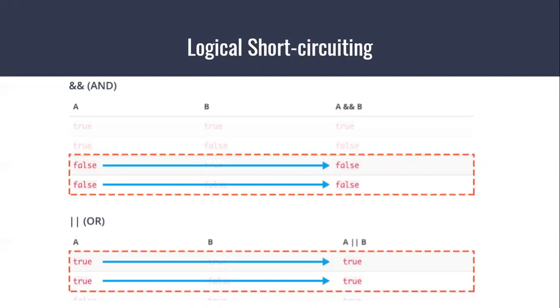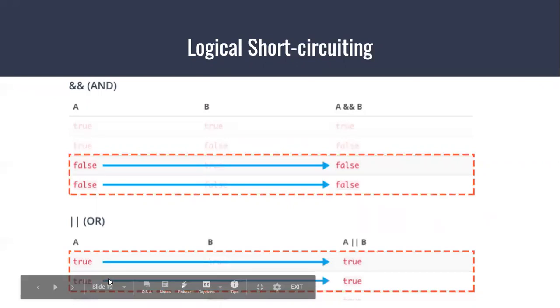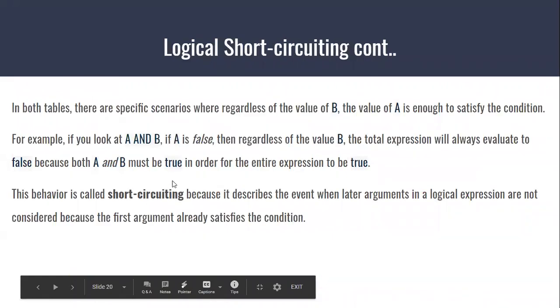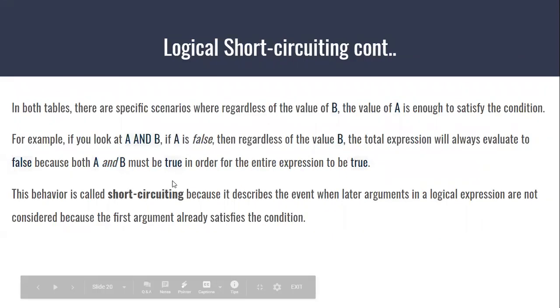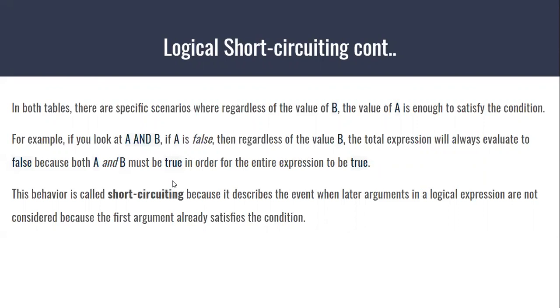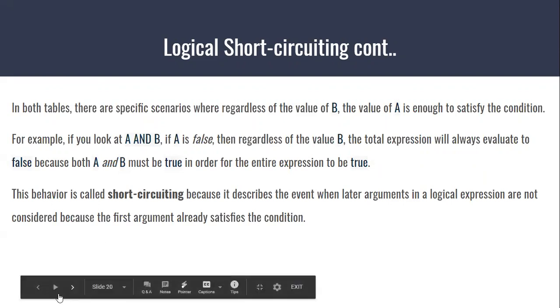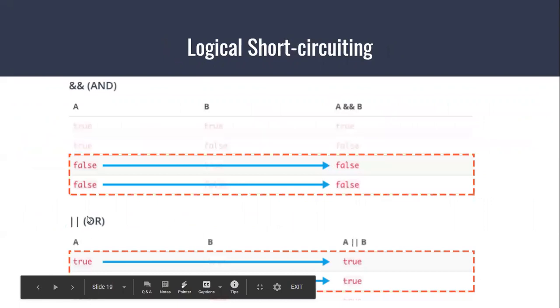So these are the two cases where it would be decided right away: if there's a true in the first evaluation for the or, or if there's a false in the first evaluation for the and. So it's called logical short circuiting. In both of those tables, there are scenarios where regardless of B, A is enough to satisfy the condition. If it's false right away for the and, we just exit out. If it's true for the or, that's all we need.